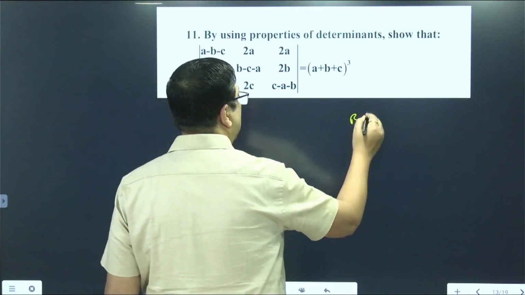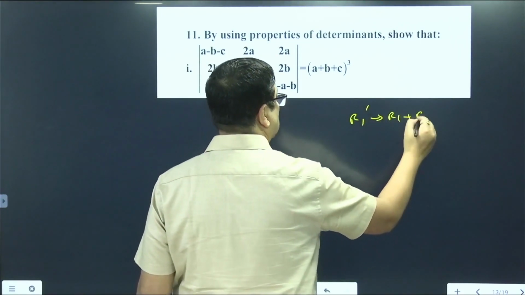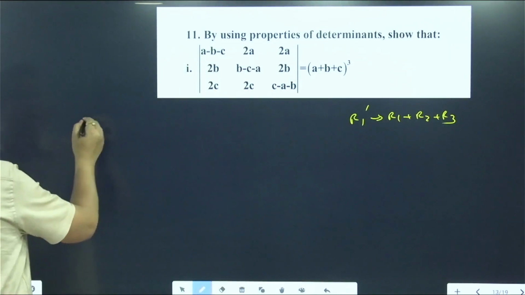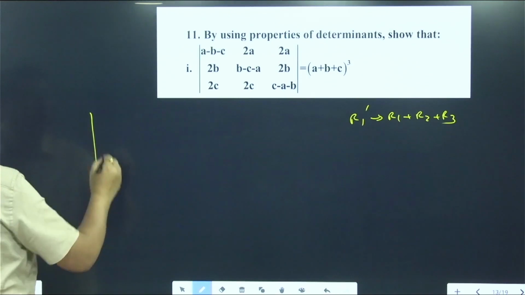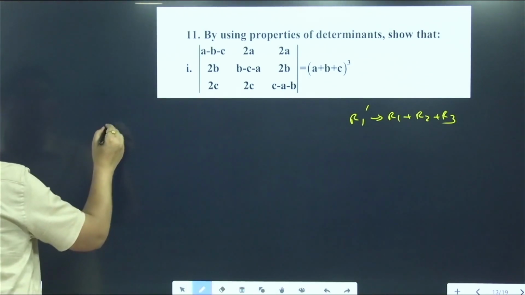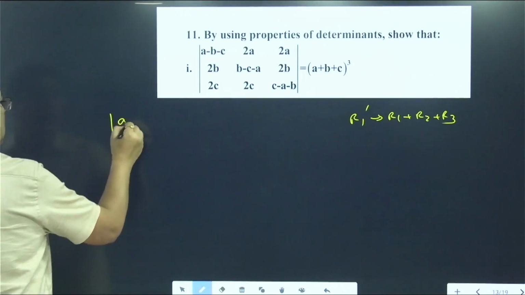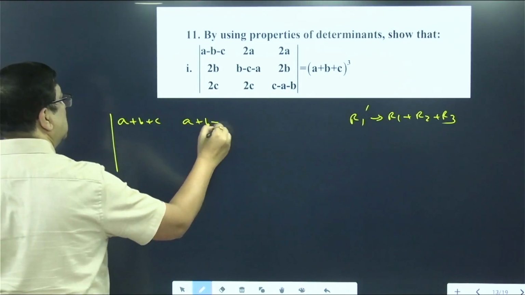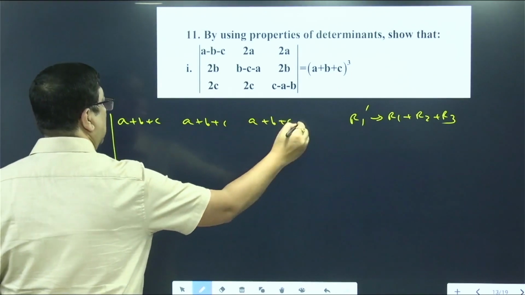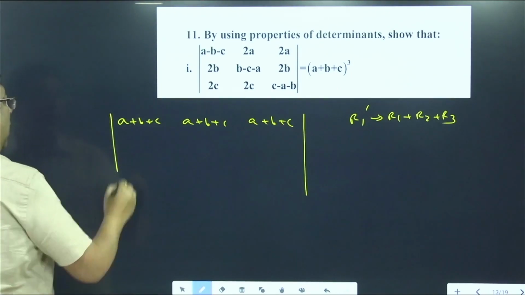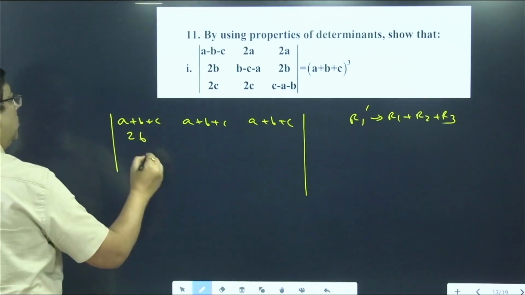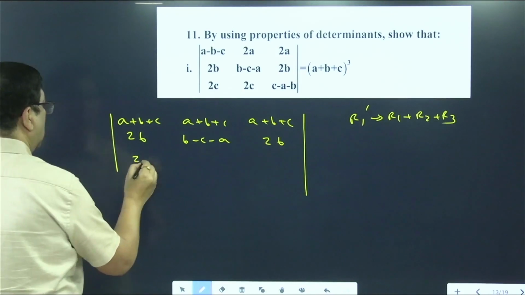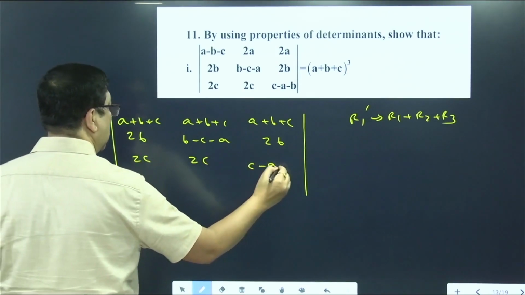On R1, let us operate R1 plus R2 plus R3. If we operate on R1, we are getting here a plus b plus c, a plus b plus c, a plus b plus c, and other rows are unchanged: 2b, b minus c minus a, 2b, 2c, 2c, c minus a minus b.